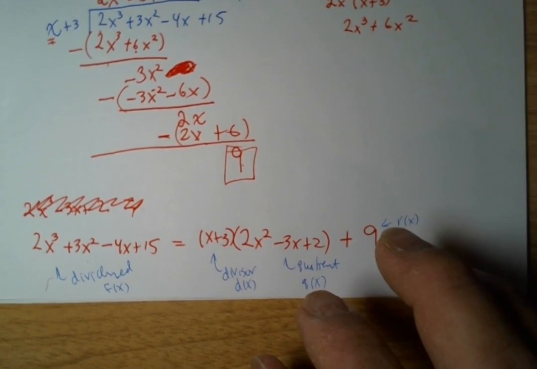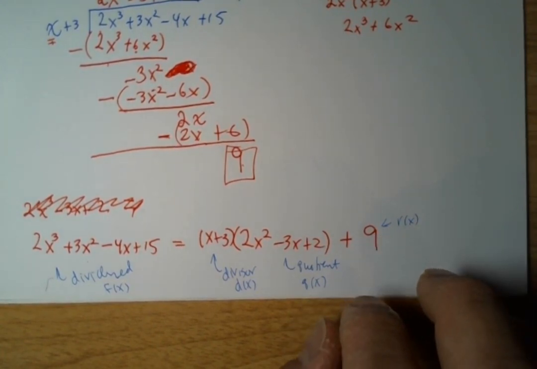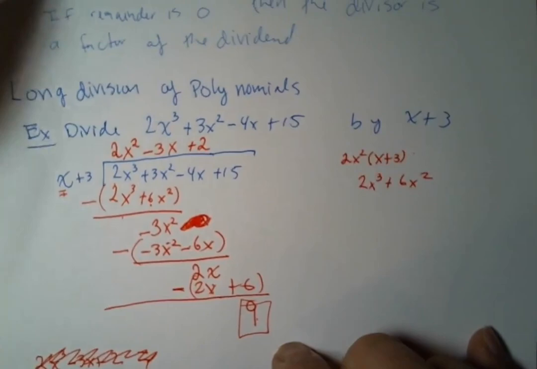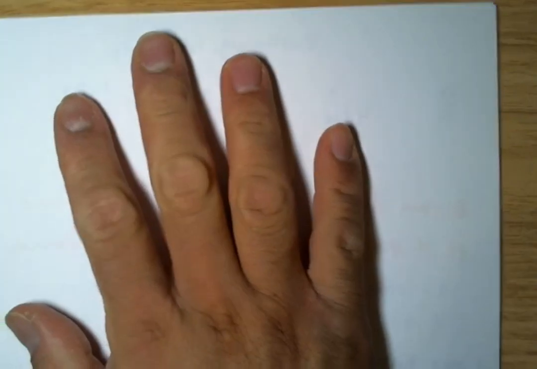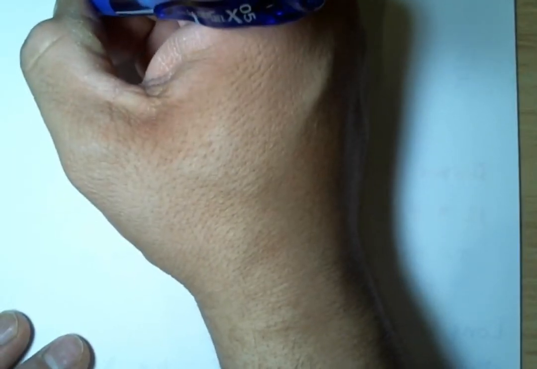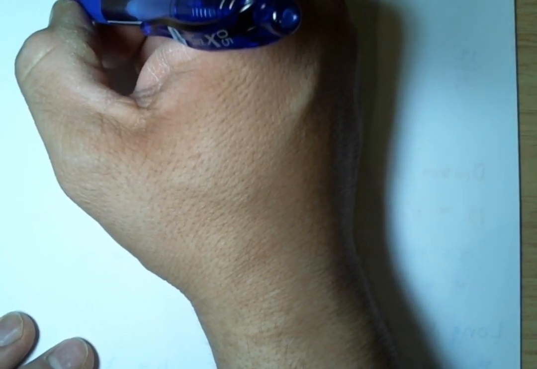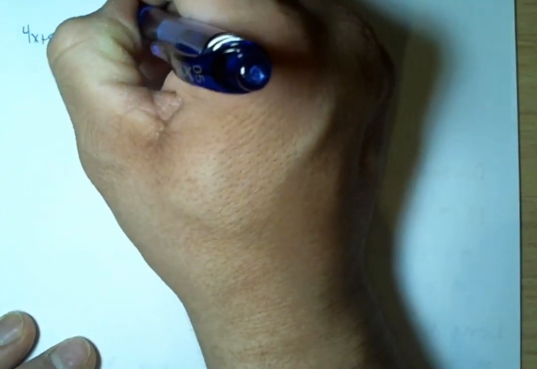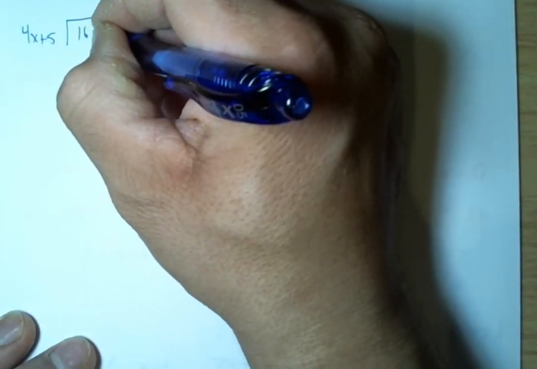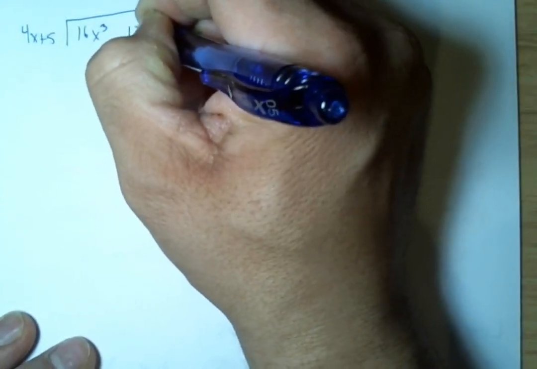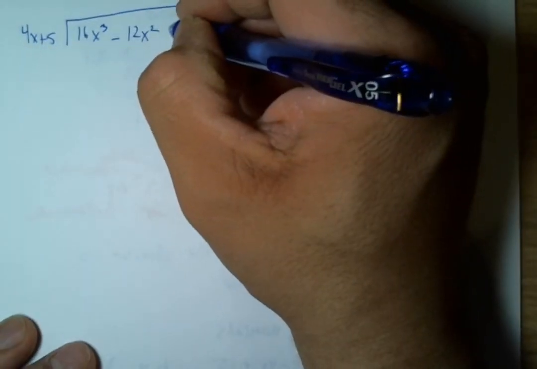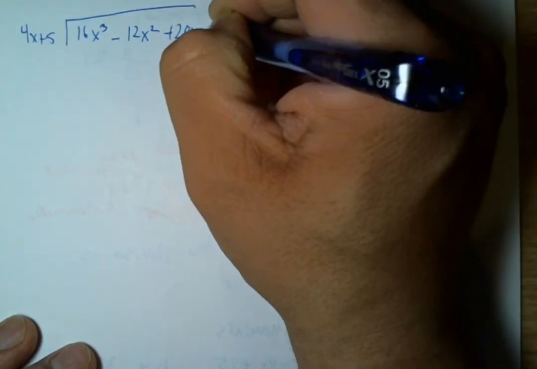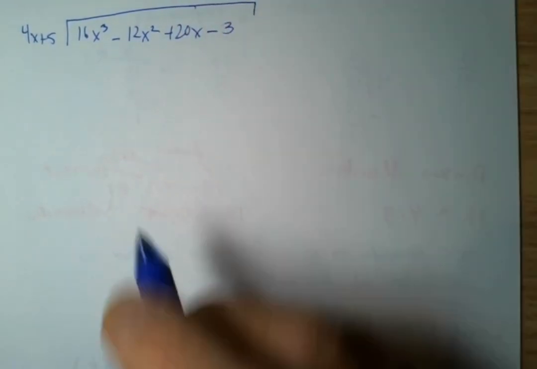All right, let's take a look at one more example here. Okay, so here we want to divide 4x plus 5 into 16x cubed minus 12x squared plus 20x minus 3.